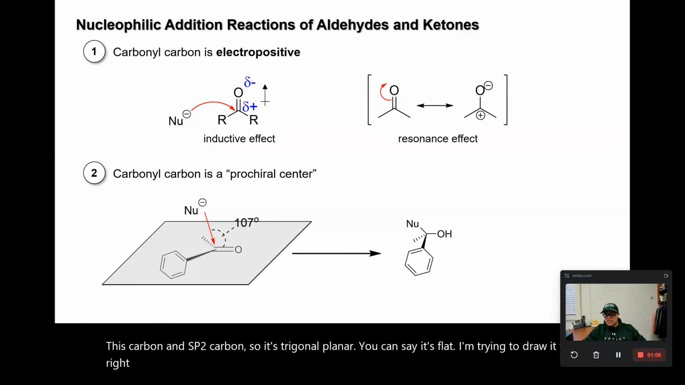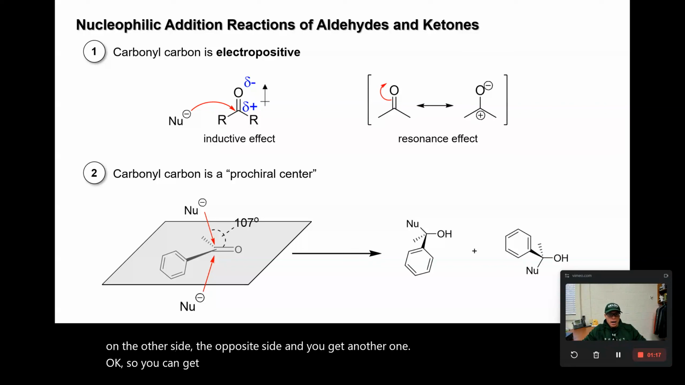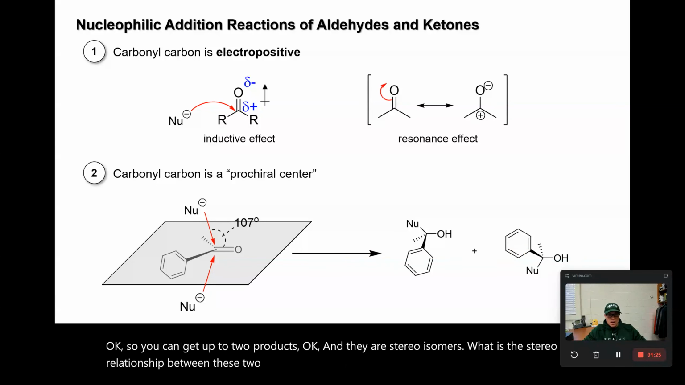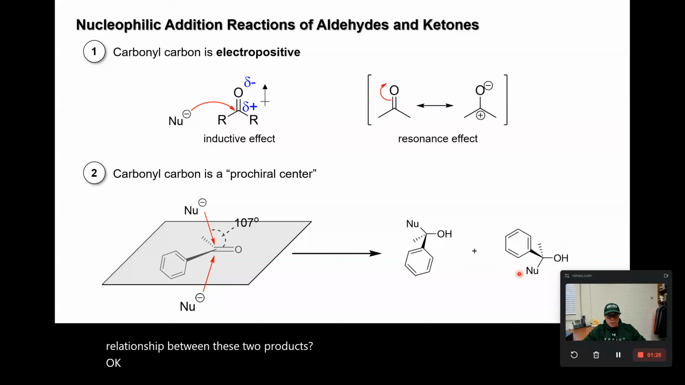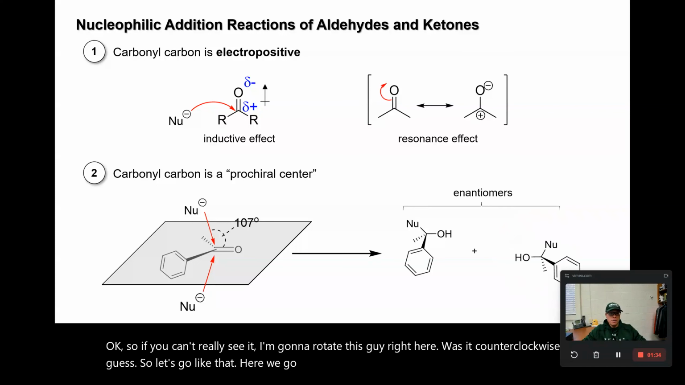Think about it like a carbocation. The nucleophile can attack on one side, or it can attack on the opposite side, and you get another product. So you can get up to two products, and they are stereoisomers. What is the stereo relationship between these two products? If you can't really see it, I'm going to rotate this one right here. Was it counterclockwise? Okay, let's go like that. Here we go. So they are mirror images, so they are enantiomers.